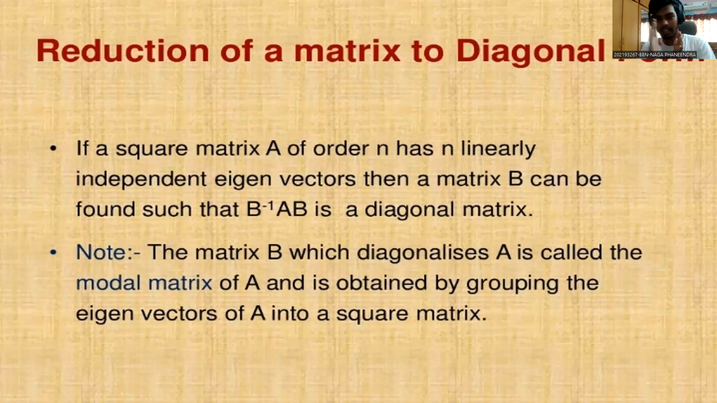Eigenvectors will be in the form of x1, x2, and x3. After getting them, we write x1, x2, x3 in columns, so that we get a complete n by n matrix. We take it as P, and its inverse as P inverse. So P inverse into A into P is given as D, where D is a diagonal matrix.